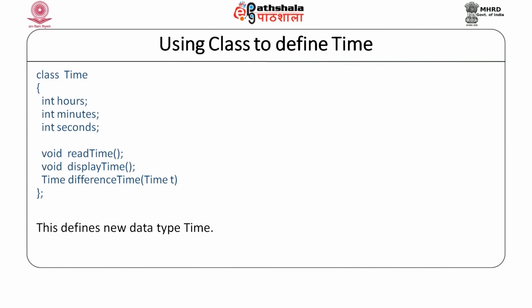How do we define a data type using class? Well, you would see that you can define the data type using class and structure in almost similar fashion. The only difference in the way we define the data type using structure in C is that instead of the keyword struct, here we are using the keyword class. So, here, using class, we are defining a new data type called time.